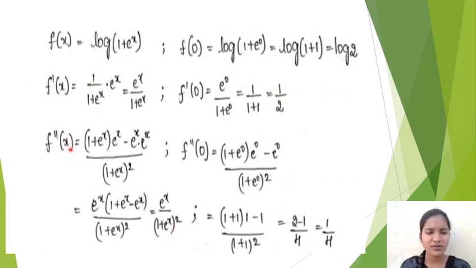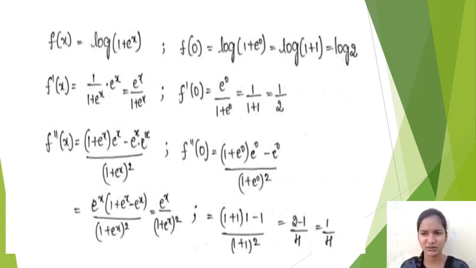If we substitute 0 in this f double dash of x, we'll get 1 plus e power of 0 into e power of 0 minus e power of 0 by 1 plus e power of 0 whole square. Here e power of 0 is equal to 1. Now we substitute e power of 0 is equal to 1 in this. So we'll get 2 minus 1 by 4, that is 1 by 4.